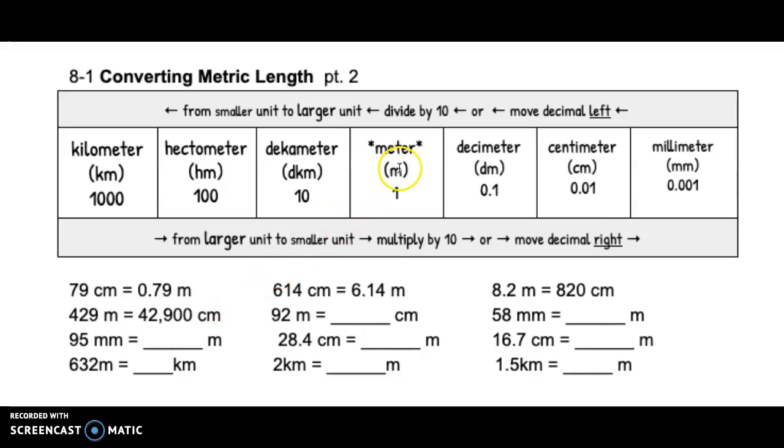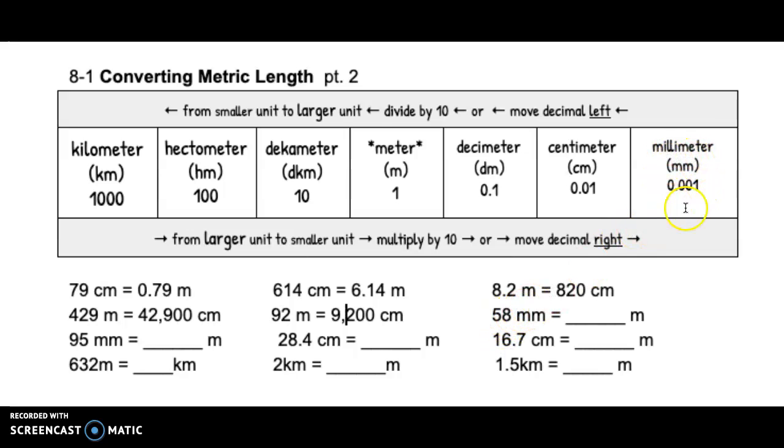92 meters, again moving to centimeters. That was 2 hops to the right. My decimal then has to go 2 hops to the right. The answer would be 9,200. Let's change that to a comma and we'll be all set.